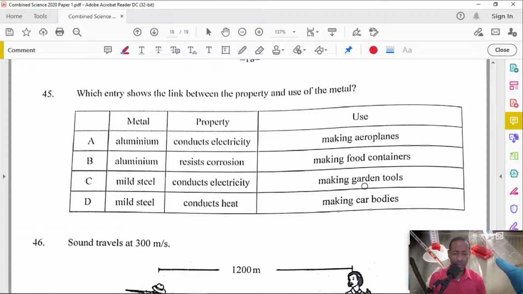But making garden tools is not necessarily a good thing because mild steel tends to rust. And of course, you don't want garden tools to be rusting all the time, right? Mild steel conducts heat, definitely making car bodies, which is not the best thing as well. So our best option here will be B, okay? Or B will be our best option there.